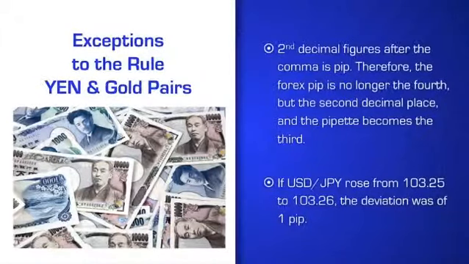There are some exceptions to the rules, such as yen pairs and gold pairs. In yen and gold pairs, the second decimal figure after the point is the pip. So, for instance, look down here. It says, if USD JPY rose from 103.25 to 103.26, that deviation was 1 pip. Notice there's not 4 decimal places. There's not 4 digits after the decimal. This only applies to yen and gold pairs.